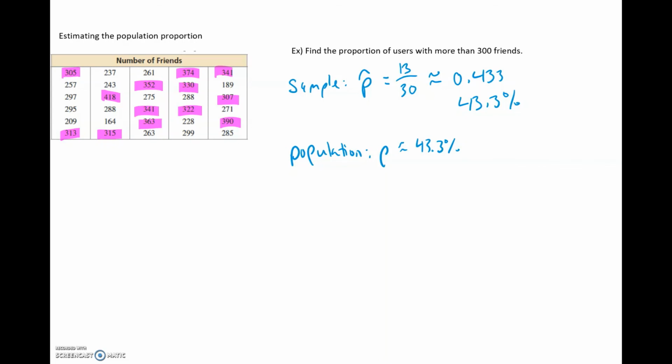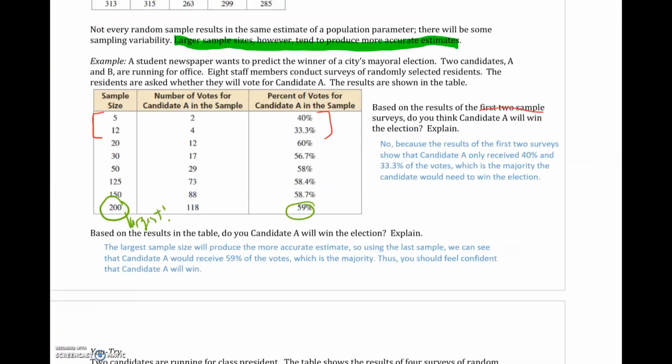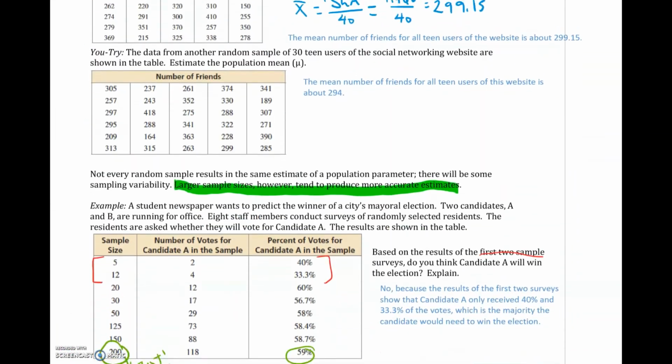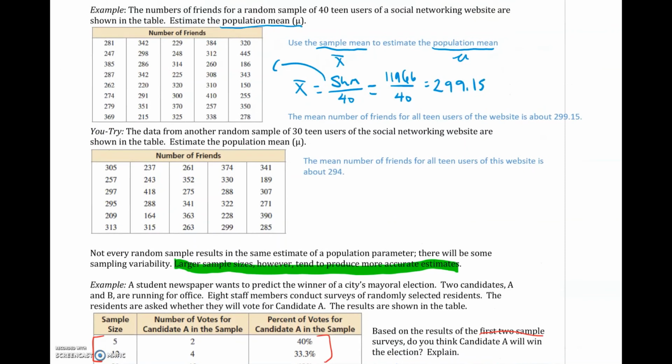Whenever you're ready, go ahead and continue listening so we can go over the 3 U-Try problems starting from the beginning, the first page, down to the end. All right, so let's scroll all the way back up to that first page. Here we go. That first U-Try, estimating the population mean, don't let that fool you, right? If we are using the sample to estimate the population, we just calculate the mean from the sample. So add up all 30 of those numbers, divide it by 30, and we should get approximately 294 as our estimate of the population mean.